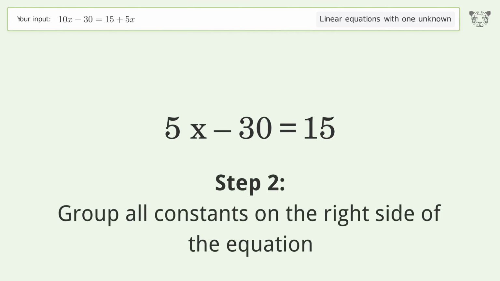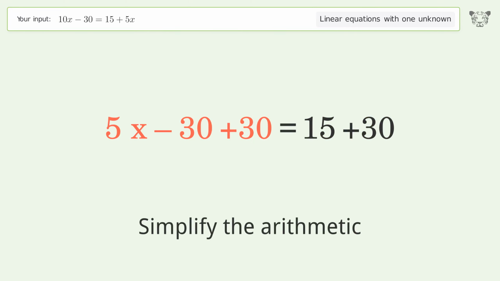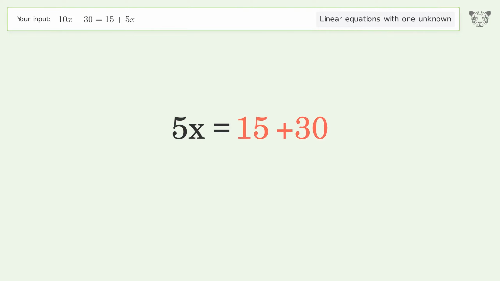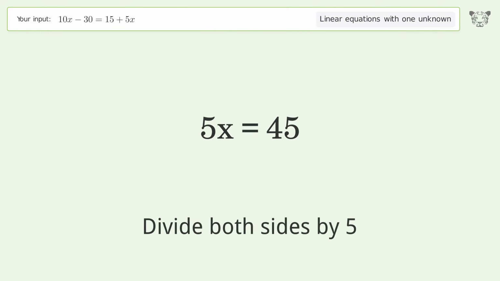Group all constants on the right side of the equation. Add 30 to both sides. Simplify the arithmetic. Isolate the x. Divide both sides by 5.